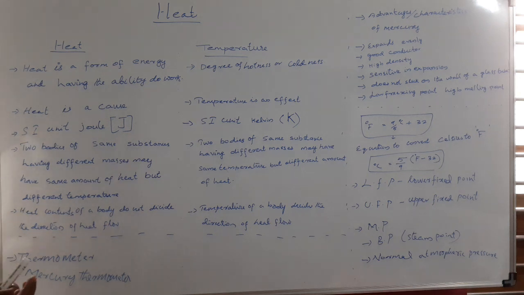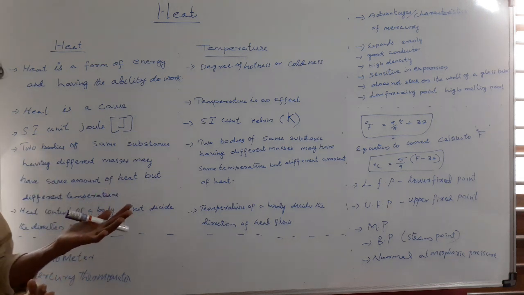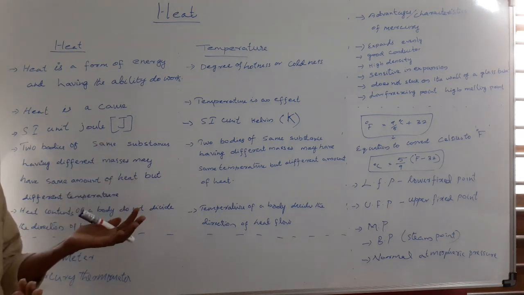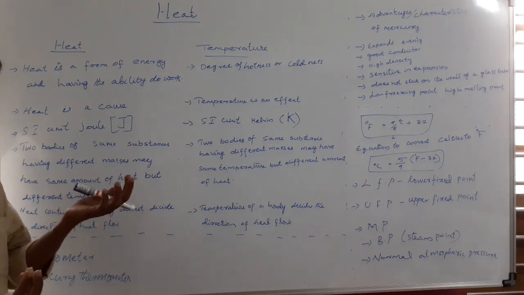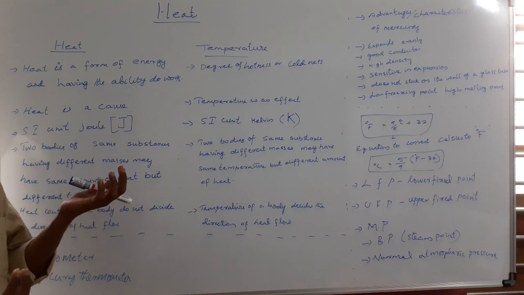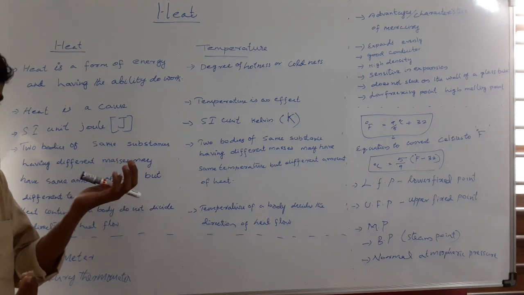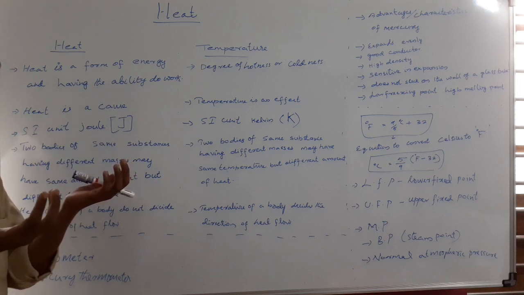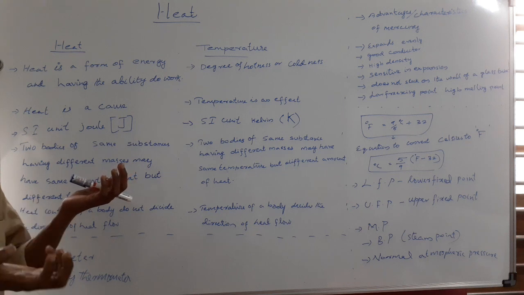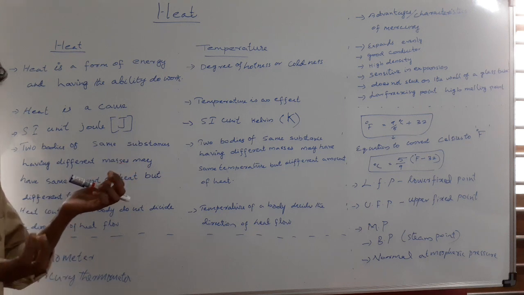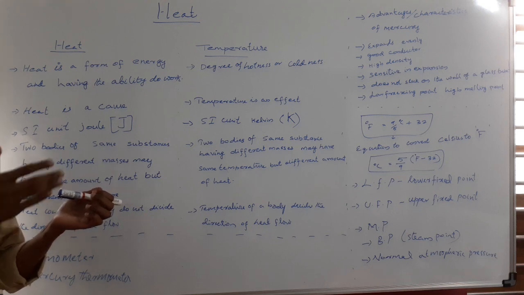For example, here I am having 1 kilogram of water and here I am having 10 kilogram of water. Now the 10 kilogram of water is at 50 degrees Celsius, whereas the 1 kilogram of water is at 49 degrees Celsius. This is 49 degree, this is 50 degree. If you are mixing it, from where to where does the heat flow?